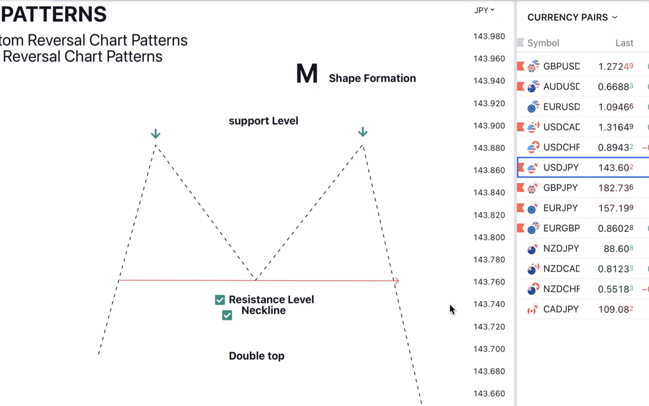The double tops are very powerful patterns, and if you get into a trade at the right time, you make a lot of profit when the breakout happens to the downside. So here we have the support level, the resistance level, the neckline, and then this is the double top formation. Now, how do you trade a double top chart pattern formation?